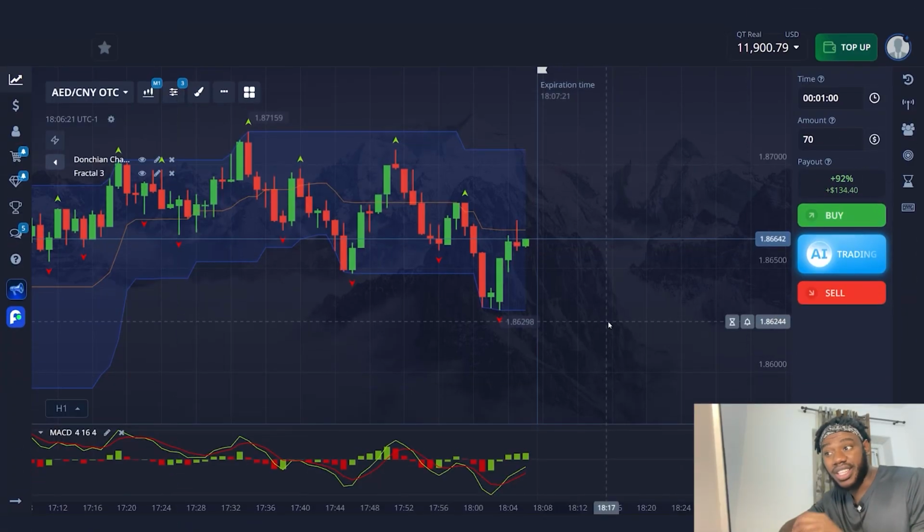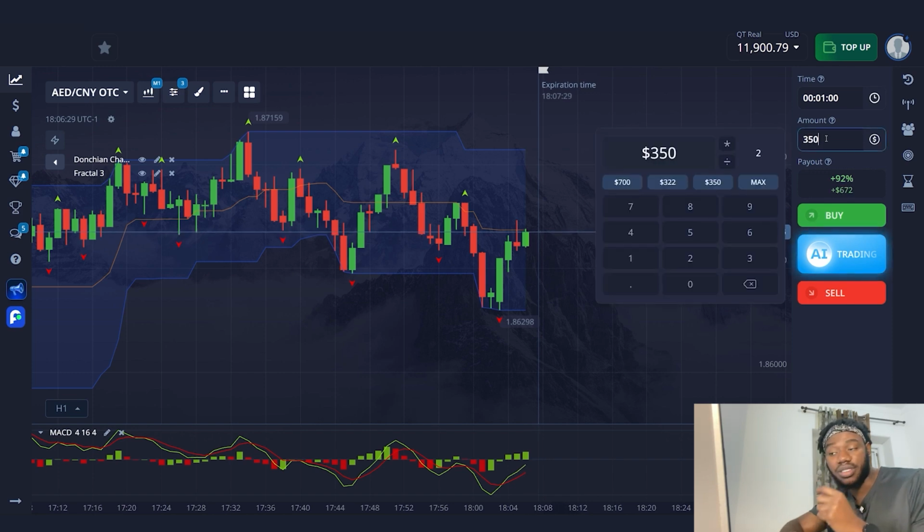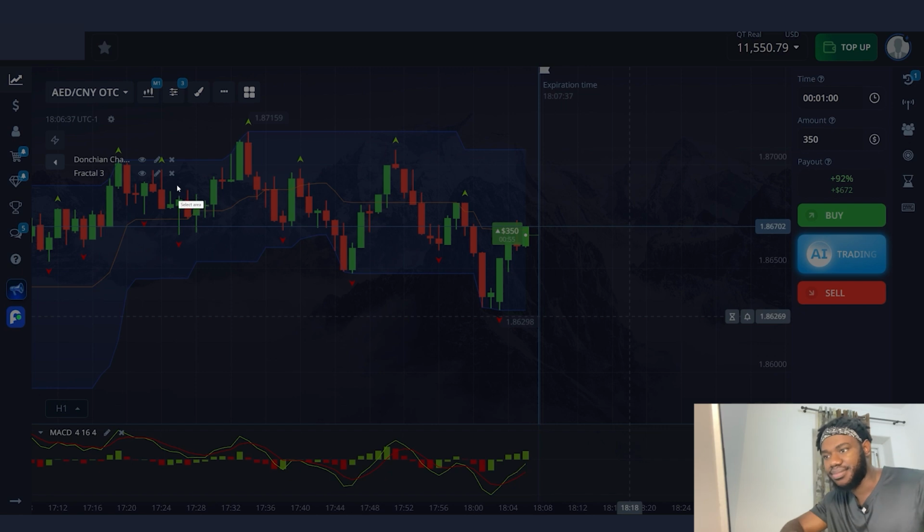I'll start working with this situation. Let's open the trade as soon as possible and analyze it in more detail. I use 1 minute trading time. I'll start with an amount of $350. My forecast is that the price will rise in this situation, so I click the buy button to open a trade.